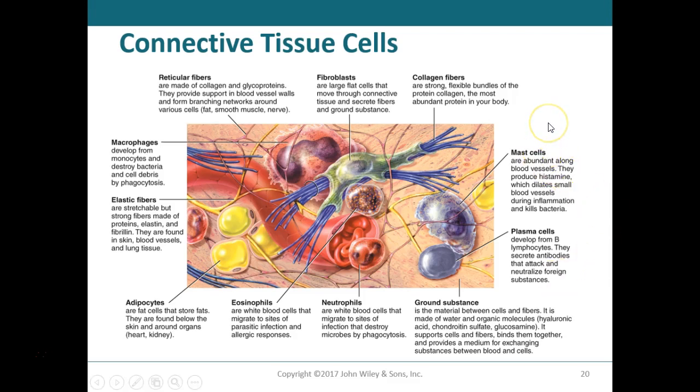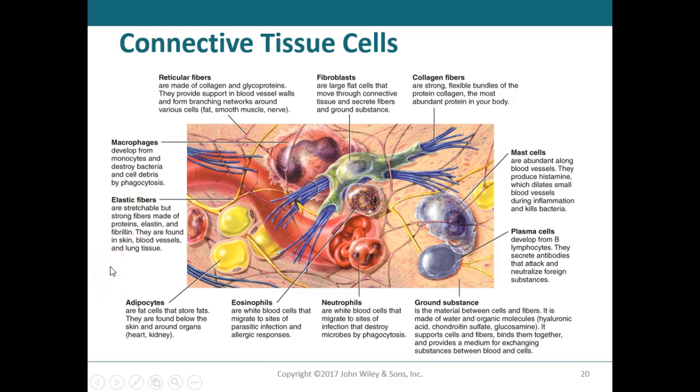Mast cells are very abundant along blood vessels, and they're going to be a part of the immune response. They secrete histamine, which causes blood vessels to dilate. And of course, when blood vessels dilate, then more and more blood cells, including your white blood cells, can get out into those tissues. Adipocytes are fat cells.